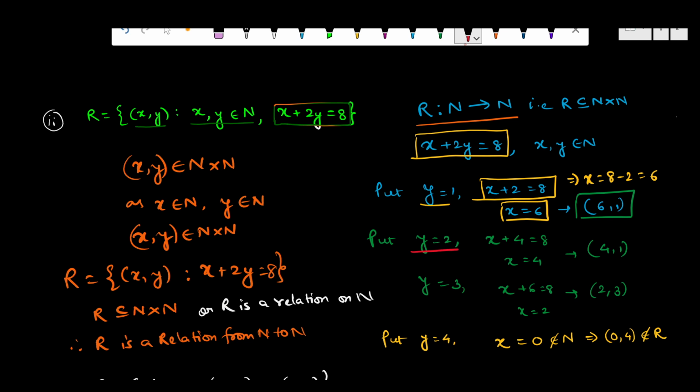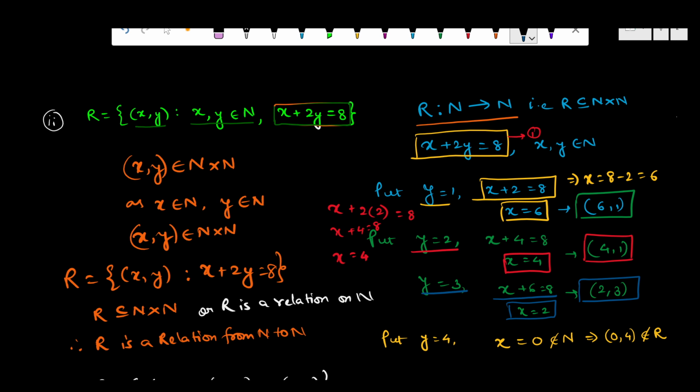Next, put y equals 2 here in this equation number 1. Then you get x plus 2 into 2 is 4, so x plus 4 is 8, so x equals 4. We get the second ordered pair as (4, 2). Similarly, put y equals 3. You will get x plus 2 into 3 is 6, so x equals 8 minus 6, which is 2. You get the third ordered pair as (2, 3).